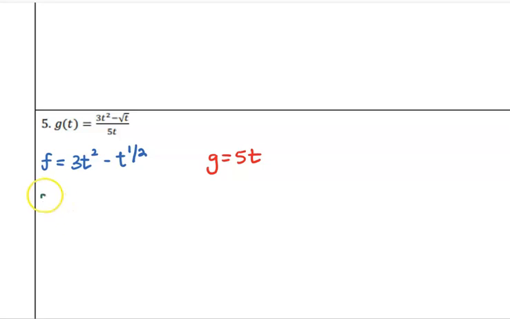We need to take f prime. I'm going to take the derivative of f using the power rule. So I'm going to bring my exponent of 2 down, multiply it with the 3 that's in front to give me a 6, and my new exponent on t is 1. Then I'm going to bring my 1/2 down, and the new exponent on t is 1/2 minus 1, which is negative 1/2. For the derivative of g, the derivative of 5t is simply 5, because the derivative of t is just 1.